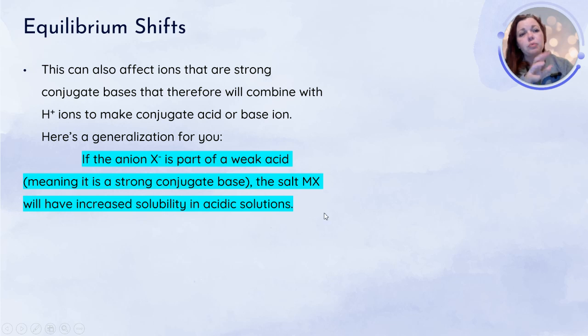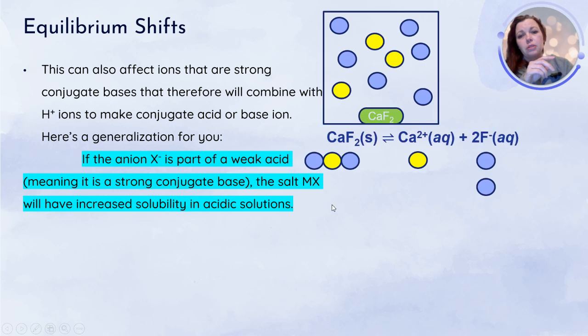And I want to show you why. And the opposite of this would also be true if your cation is part of a weak base. Notably there, we think about the ammonium ion, which of course is the conjugate of ammonia. But I want to look at it from the weak acid perspective right now.